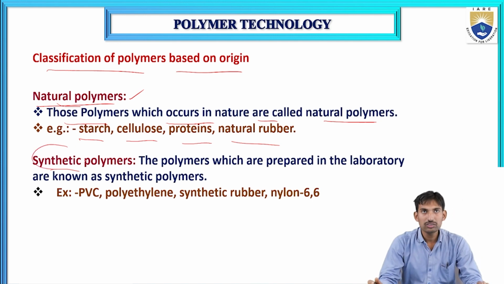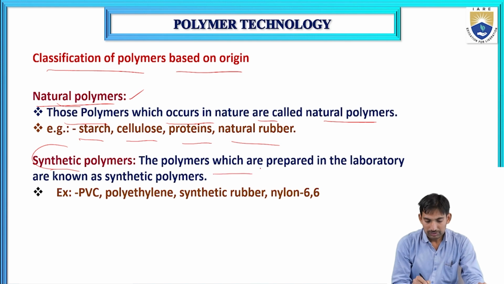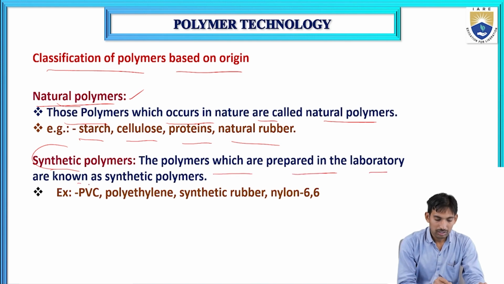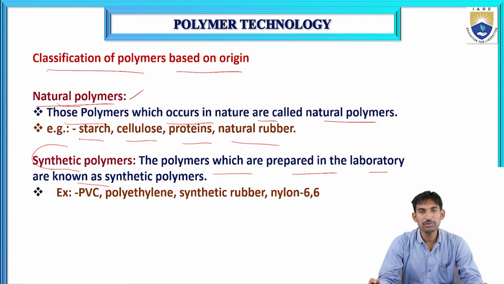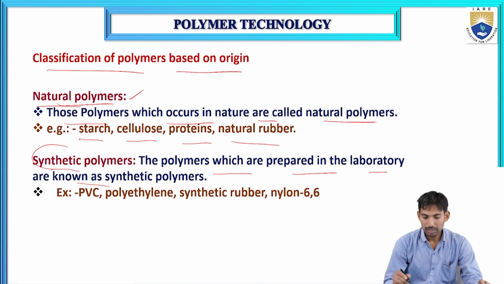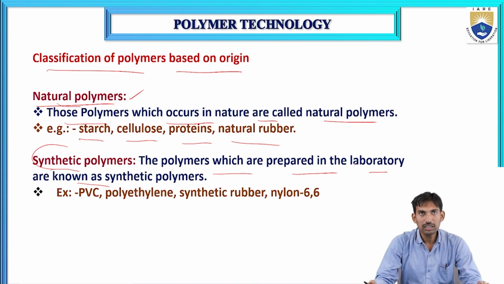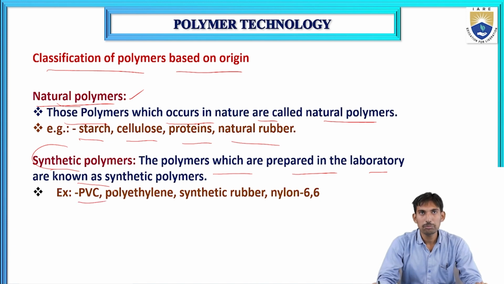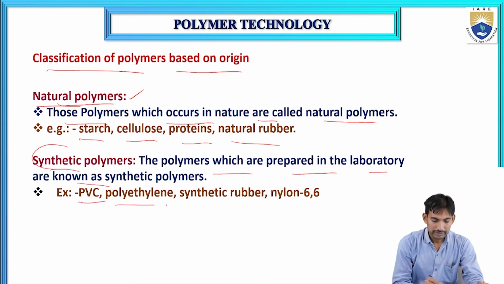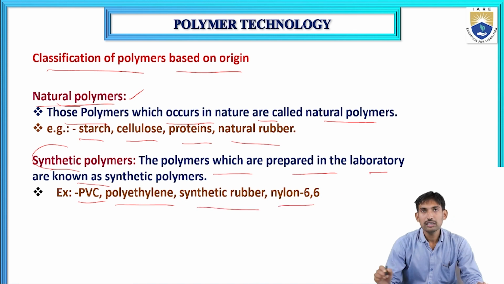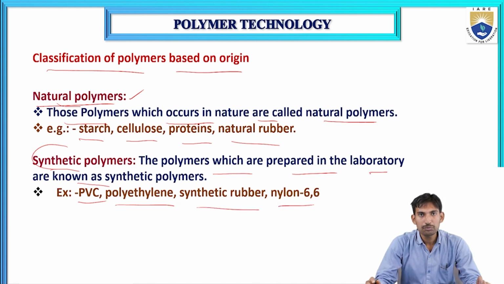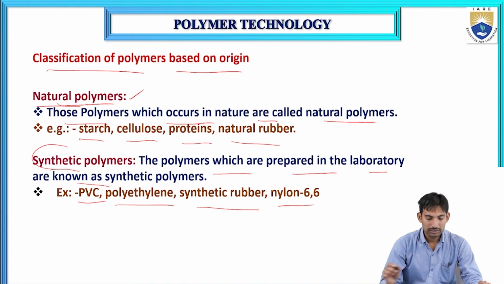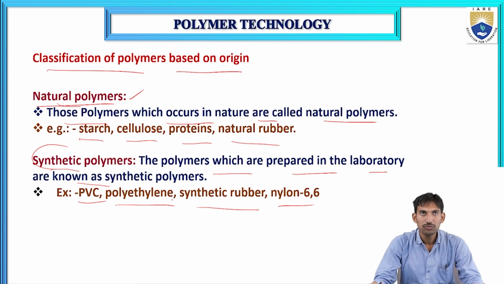Synthetic polymers. What are synthetic polymers? The polymers which are prepared in the laboratory are known as synthetic polymers. Examples are PVC, which is polyvinyl chloride, polyethylene, synthetic rubber and nylon 6,6. These are examples of synthetic polymers. These can be prepared in the laboratory only.